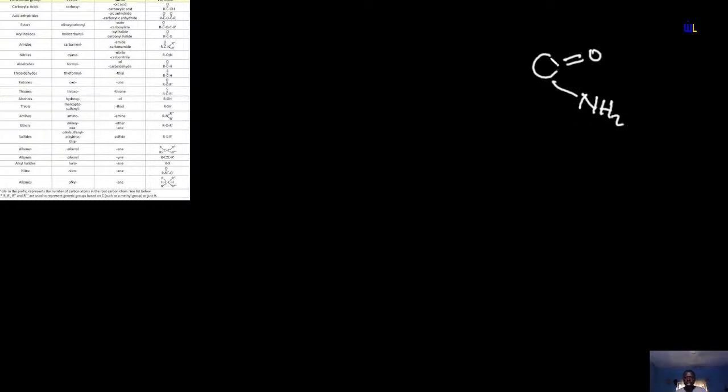So if you see CONH2, another way to represent it besides this is CONH2. This is also a representation of an amide. Now, when we get to discuss amides and amines, I will explain the different ways of representing the primary amides, the secondary amides, and the tertiary amides.